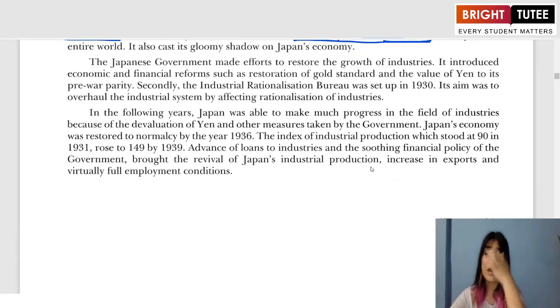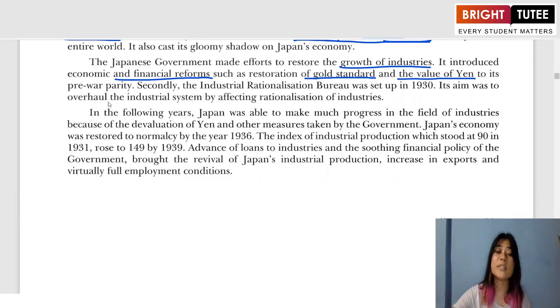Okay. Now, of course, the Japanese government made efforts to restore the growth and development of industries after the setback. Okay, it introduced economic and financial reforms such as restoration of the gold standard and the value of yen to its pre-war parity. It tried to bring Japan to the kind of economic stability and heights that it had reached before the war. Okay, it tried very hard.